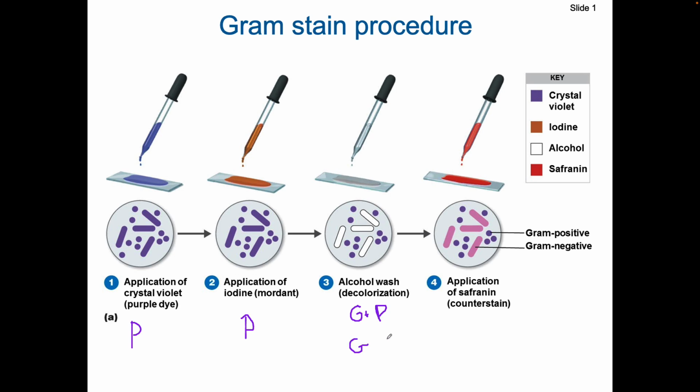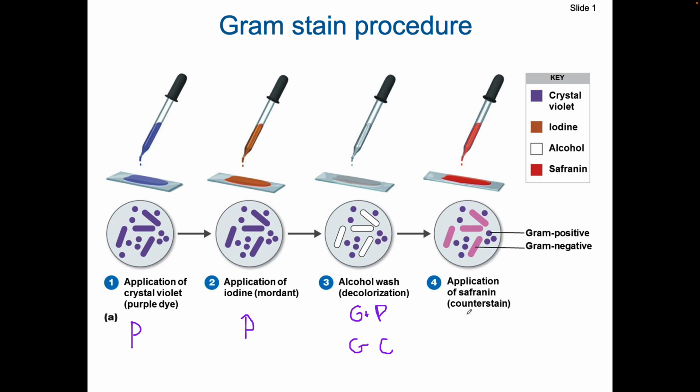Gram-negative cells are clear, and you can't see clear. Clear's hard to see, so we still have to do a stain. So we add a second stain called a counterstain, and it's a different color. In this case, we're using safranin, which is like a pink or red.